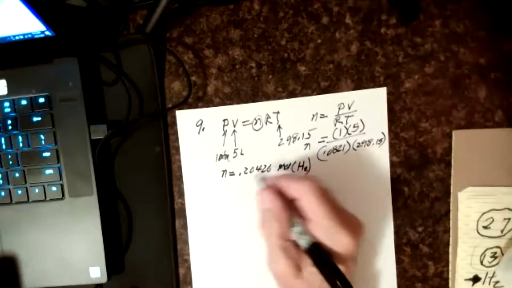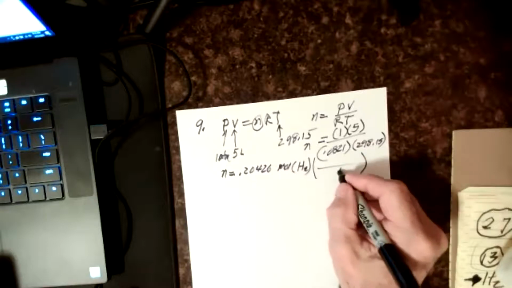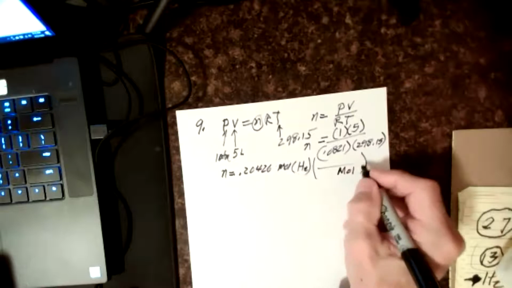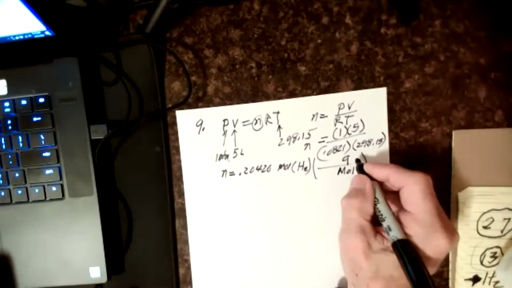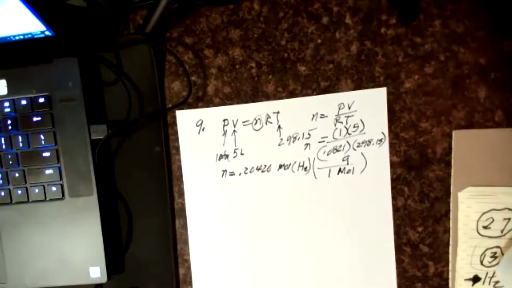So what I'm coming out with is the number of moles is 0.20426 and a bunch of other digits. Moles. And now it's helium. But the answer is in grams, so I have to convert this from moles to grams. Moles of helium to grams of helium. 1 mole of helium is 4. 4 is probably close enough. Let's see. 4.0026. I'd say that 4 would have been close enough.